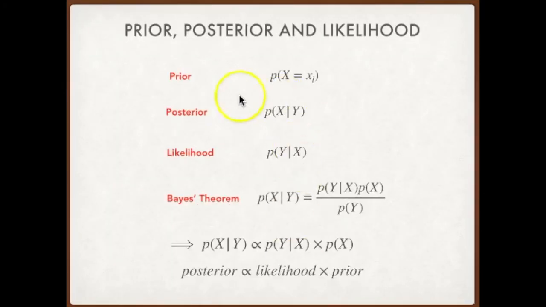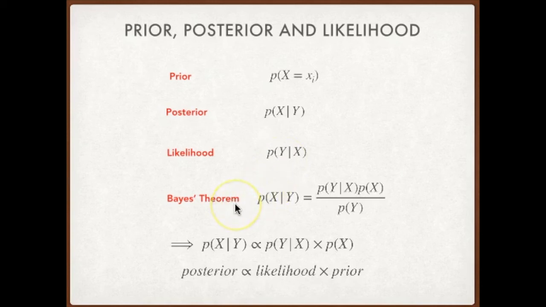Please note that p of x equals xi is known as prior as it is given or known to us, and the conditional probability of x given y is called posterior because we have already observed a fruit and we want to know from which box it was picked. Thus posterior means post observation. Finally, the quantity p of y given x is known as likelihood in the sense that what is the likelihood or chance of selecting a particular fruit once we select a box.